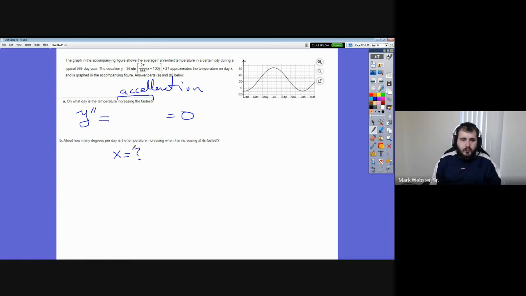And then what you can do is plug that into your original y prime. How many degrees per day? This is the key. Degrees per day, right? This is the velocity. So you're going to come in and plug that into y prime.